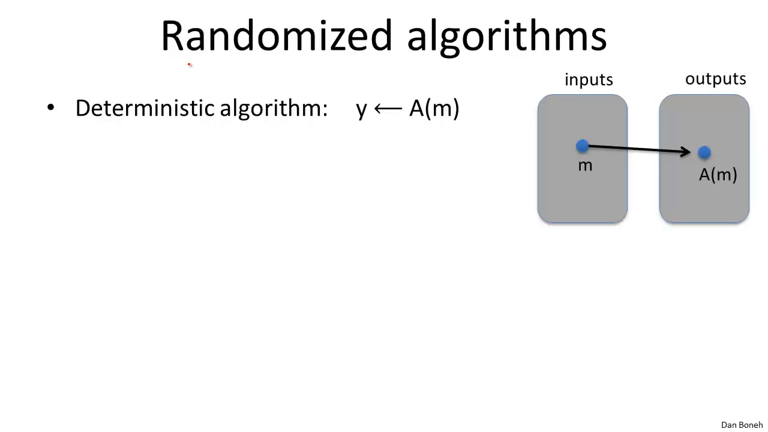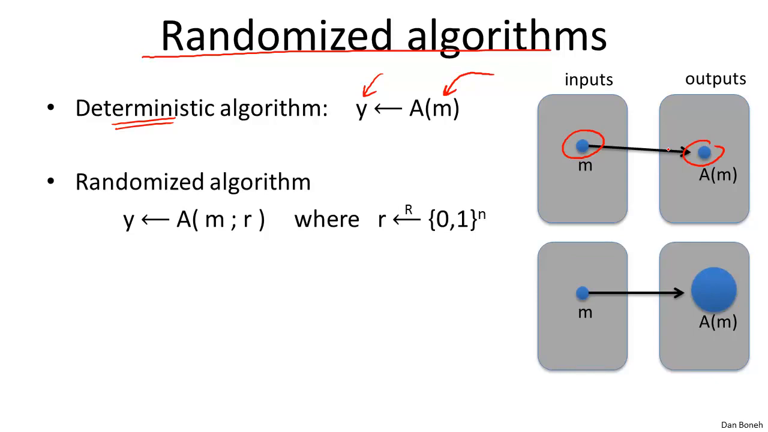The last concept I want to define in this segment is what's called a randomized algorithm. I'm sure you're all familiar with deterministic algorithms. These are algorithms that take a particular input data as input, and they always produce the same output, say y. So if we run the algorithm 100 times on the same input, we'll always get the same output. So you can think of a deterministic algorithm as a function that, given a particular input data m, will always produce exactly the same output, A(m).